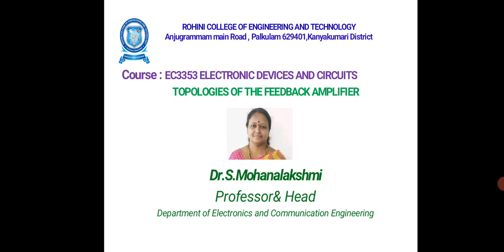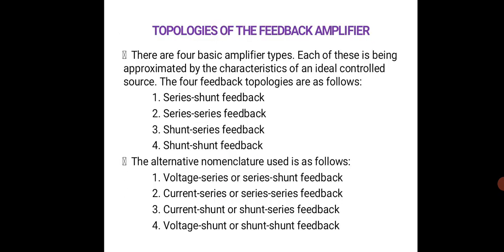In this video, we'll see about the topologies of feedback amplifier. There are four basic amplifier types. Each of these is approximated by the characteristics of an ideal controlled source. The four feedback topologies are as follows: series shunt, series series, shunt series, shunt shunt feedback. This can alternatively be said as voltage series or series shunt feedback, current series or series series feedback, current shunt or shunt series feedback, voltage shunt or shunt shunt feedback.